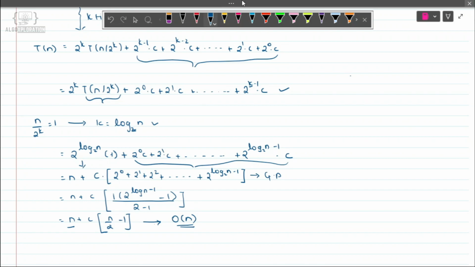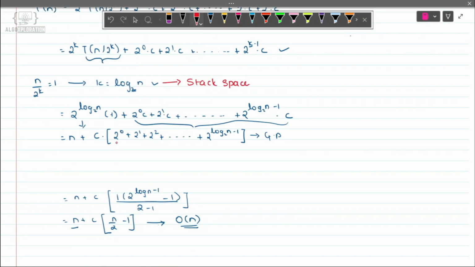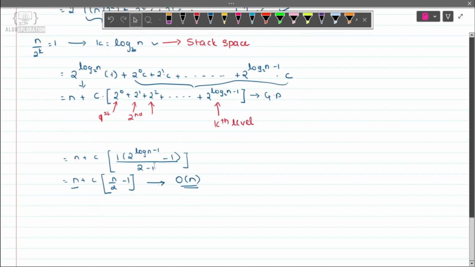Now observe here, this is the stack space. This is the cost at the first level. This is the cost at the second level. This is the cost at the third level, and so on, and this is the cost at the kth level. So thank you.